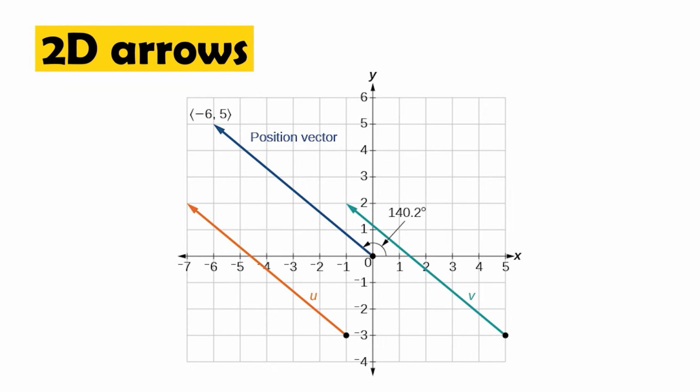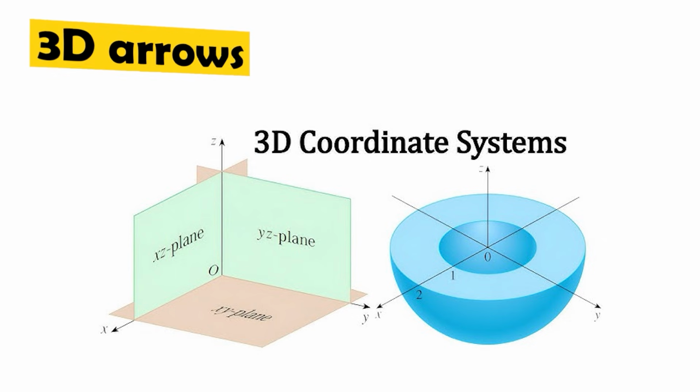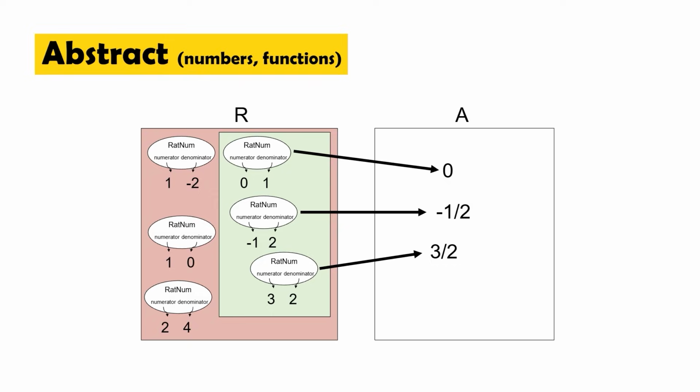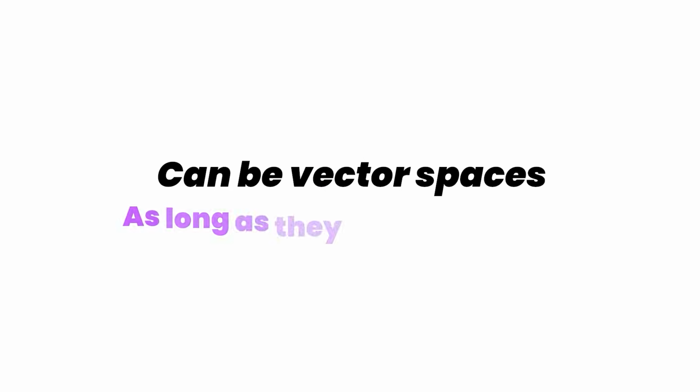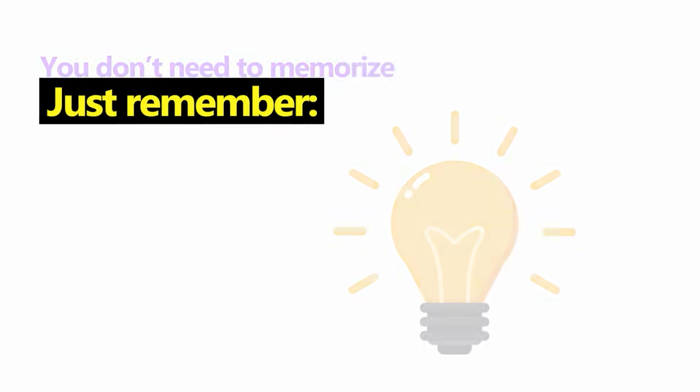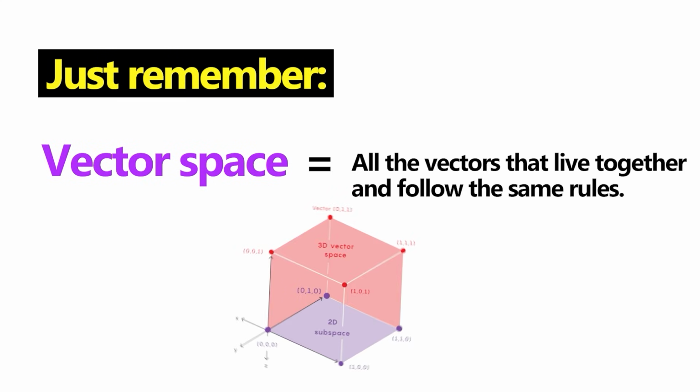So 2D arrows, that's a vector space. 3D arrows, also a vector space. Even crazy abstract things like lists of numbers, functions, etc. can be vector spaces, as long as they play by the rules. You don't need to memorize formal definitions. Just remember, vector space: all the vectors that live together and follow the same rules.